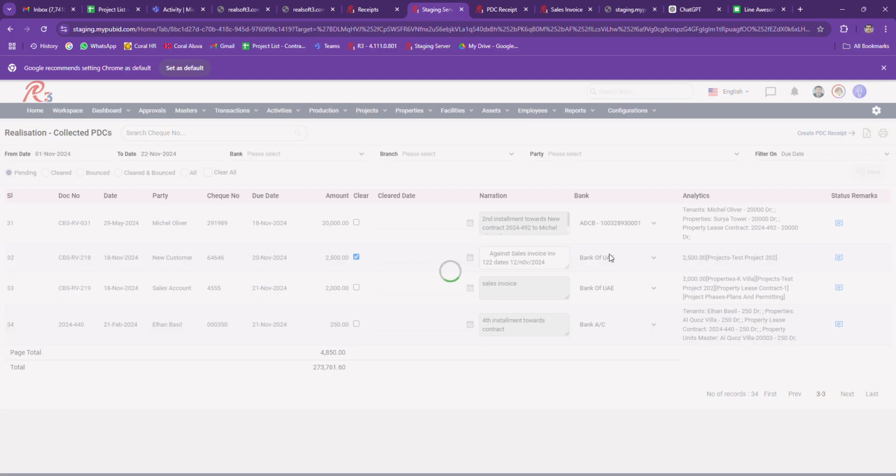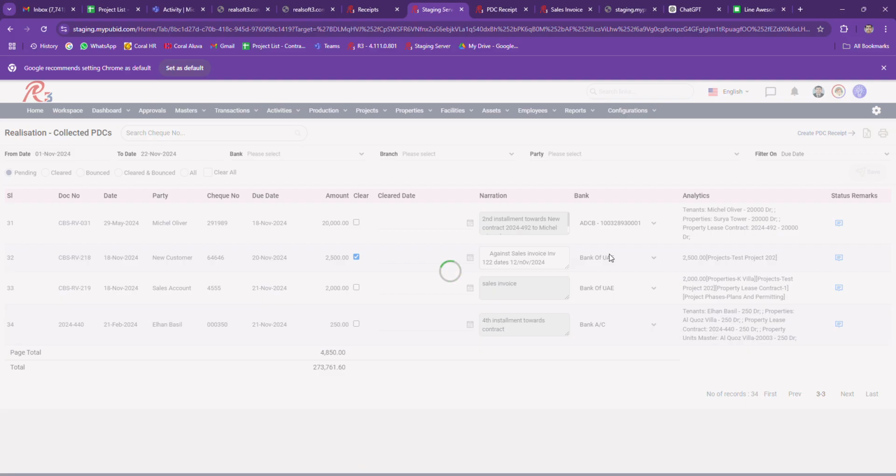Then the system is going to post another entry. So this PDC is going to reverse to the actual bank account. So PDC account, what will happen to PDC account? Any idea? Any suggestions? Any thoughts? What is going to happen to this PDC account? So we are going to reverse this PDC.